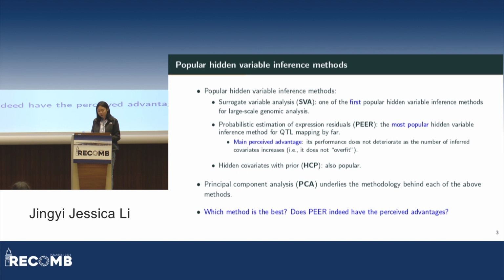A very big reason why PEER became a popular method is that this paper claims its performance doesn't deteriorate as the number of inferred covariates increases. This sounds very attractive because we don't know exactly how many hidden covariates should be adjusted, right? So if PEER is robust to that number k, it's very attractive.